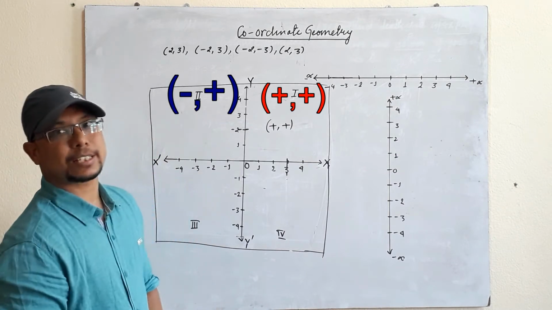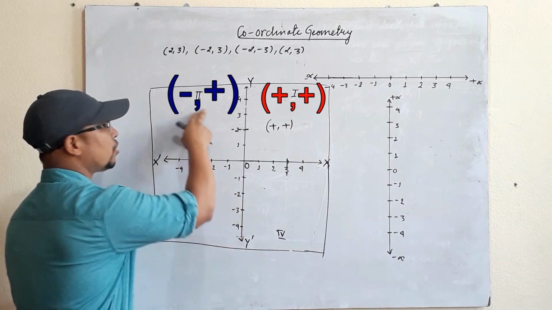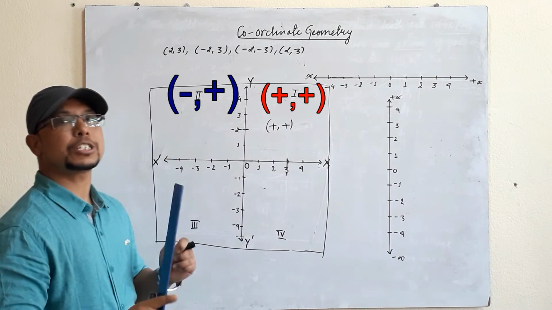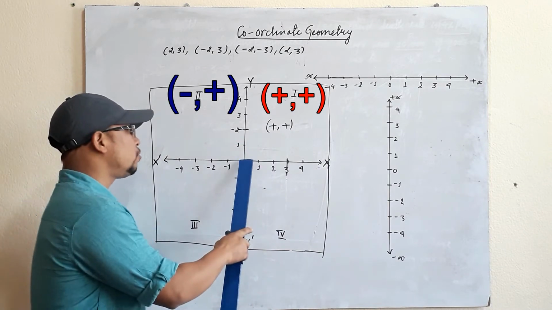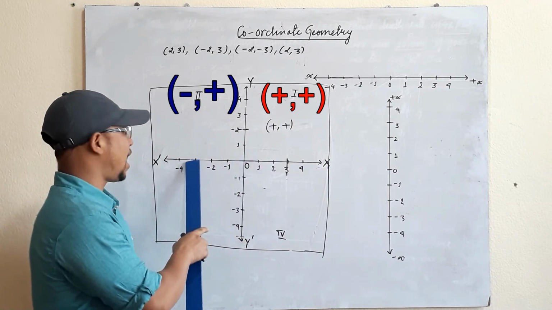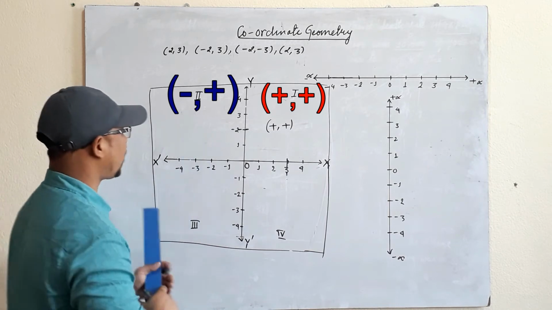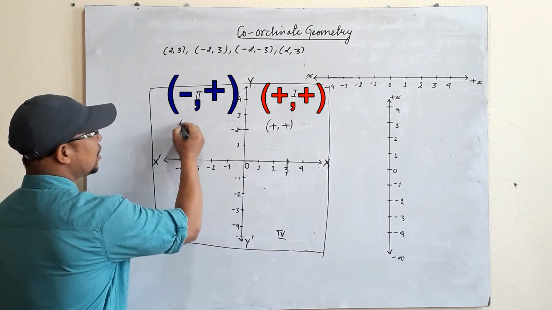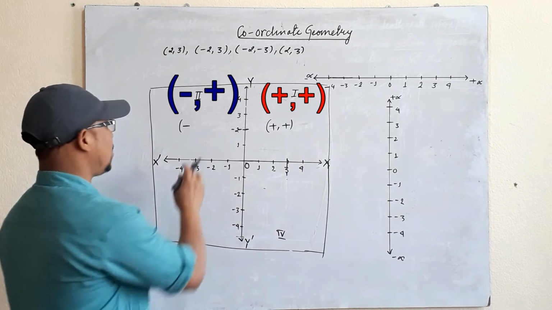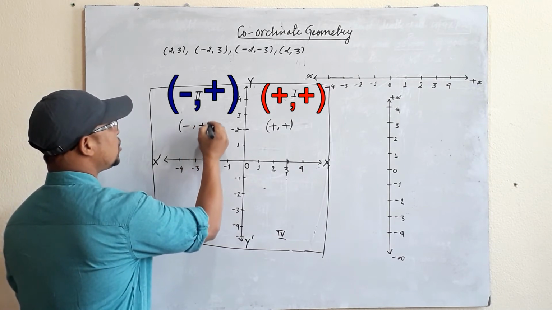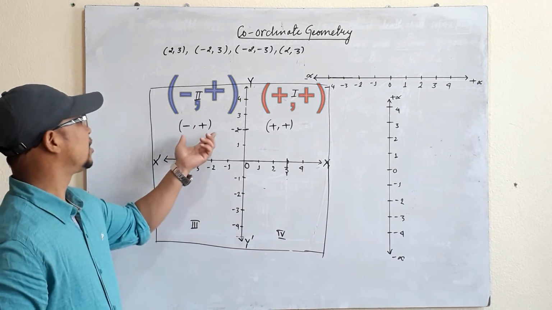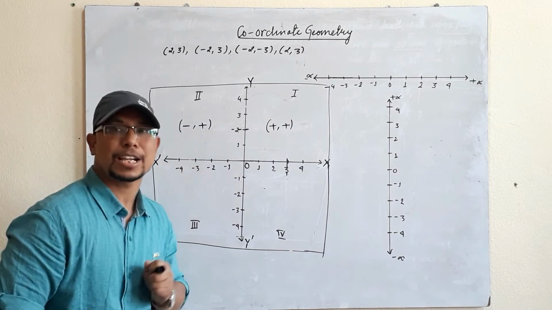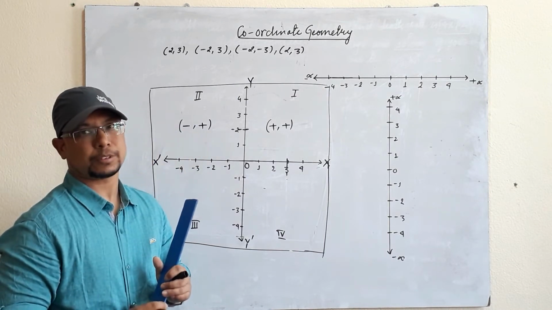Now let's see the second quadrant. How do you get the points on the second quadrant? You have to move on the left hand side and move upward. Moving left hand side means the x value is negative, and moving up means the y value is positive. So in the second quadrant, the x value is negative and the y value is positive.